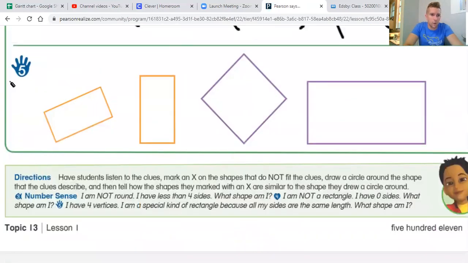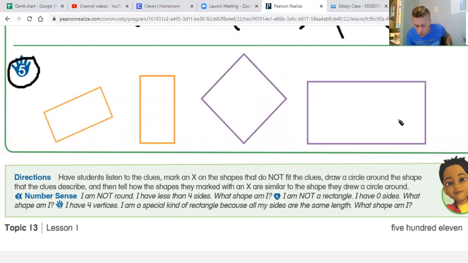All right, number 5. Let's see. Follow along with me. I have 4 vertices. Okay. Don't circle anything yet because you don't know the other clue. I have 4 vertices. Well, if you know about vertices, they're trying to trick you because all of these have 4 vertices. So don't circle anything yet. Listen for my next clue.